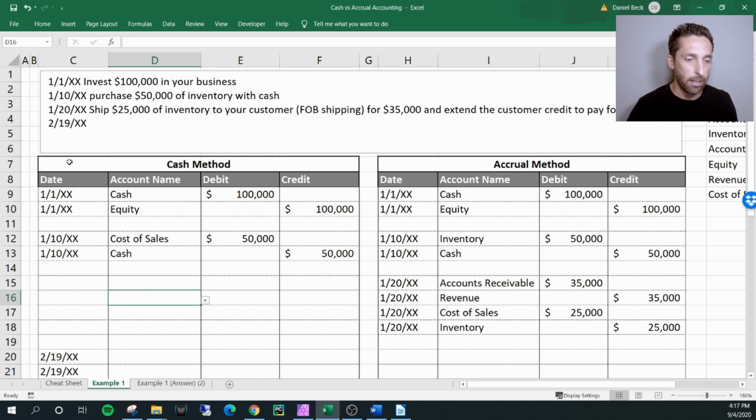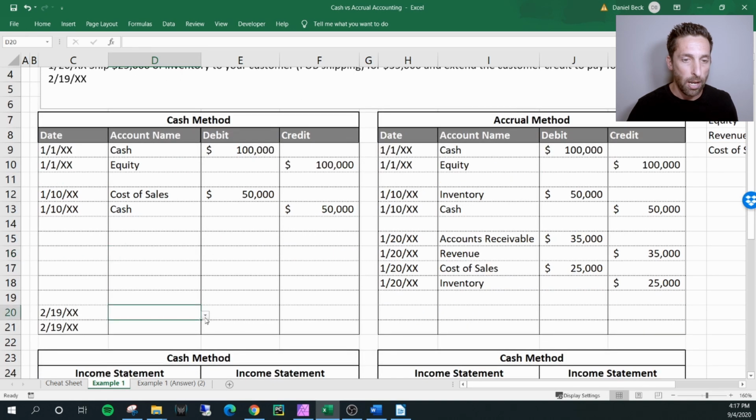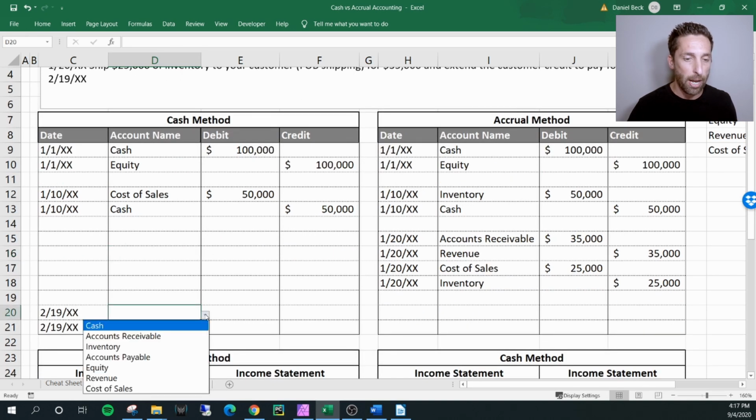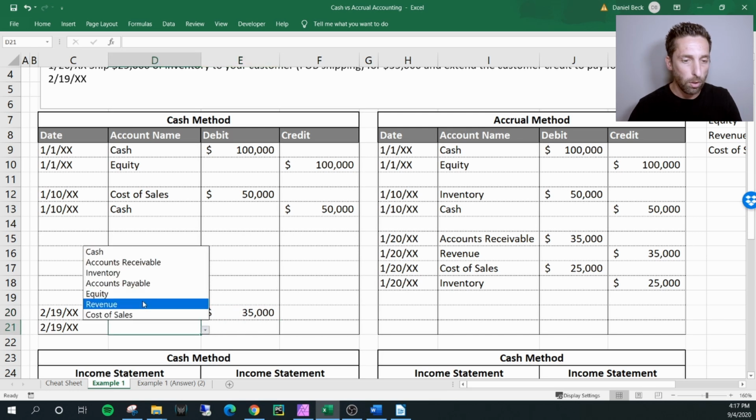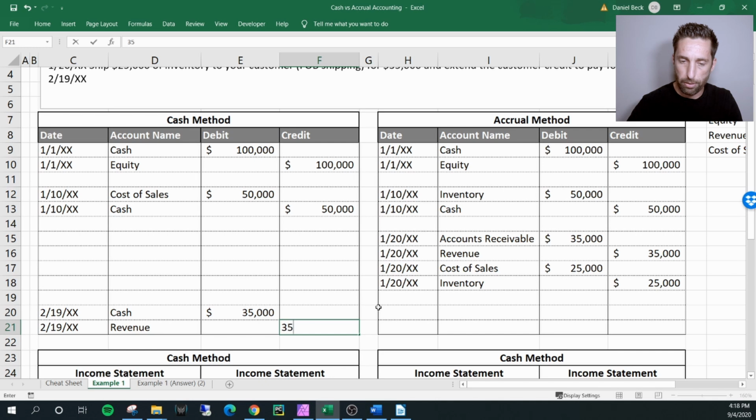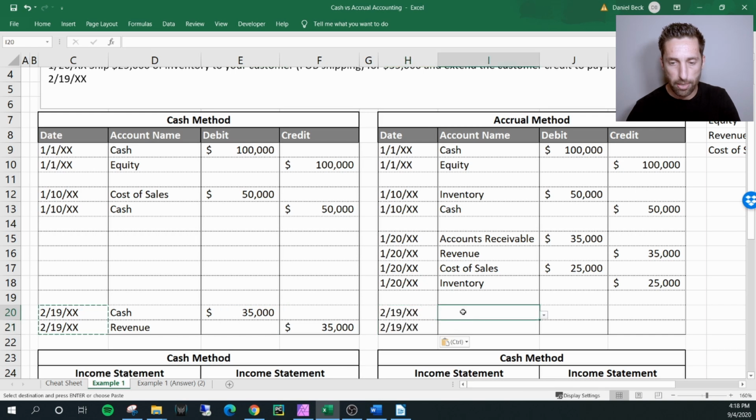Now it's February 19th, and we are now receiving cash for this sale. So now, under the cash basis method, they will actually recognize their revenue. Their cash will go up by the $35,000, and their revenue will also go up by the $35,000.